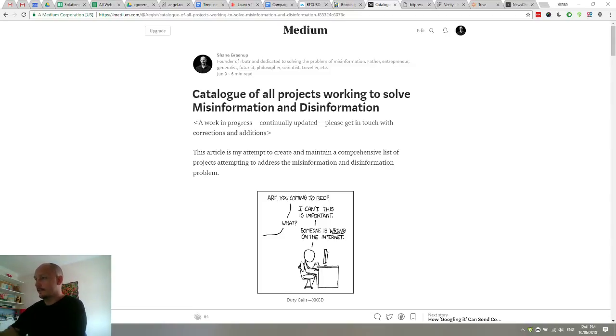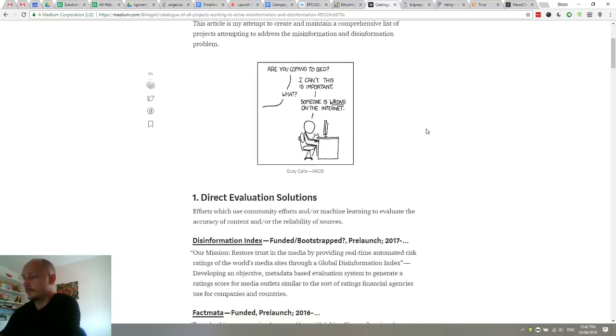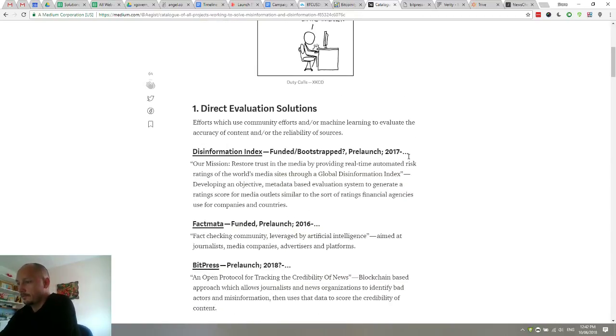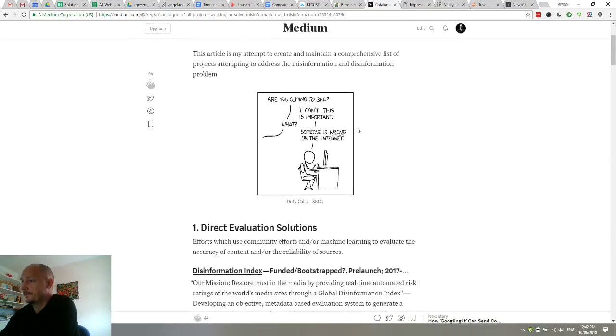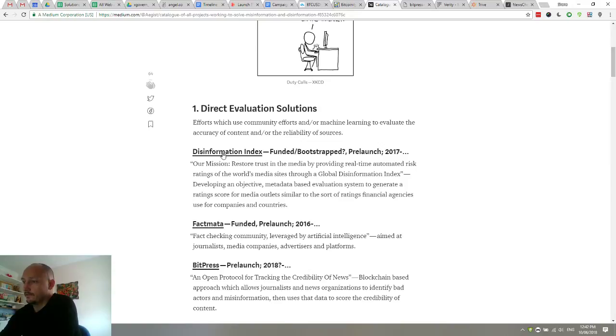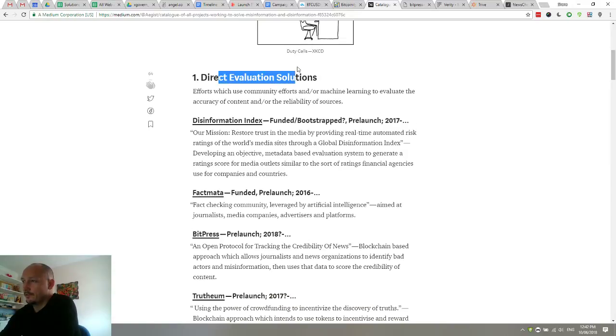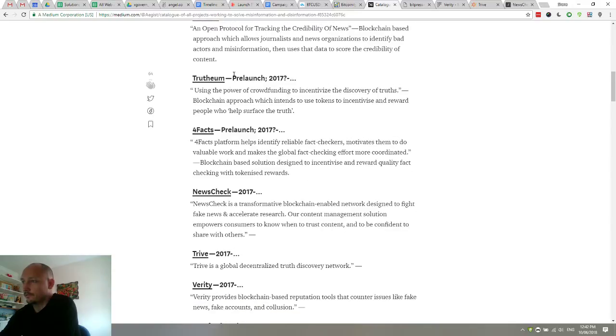Yesterday I actually managed to complete this article and publish it. And complete as in it is a constant work in progress, so it's never complete. But I managed to do an okay job of pulling together a basic format for the list. And it is, in case you've missed the title, a catalogue of all the projects working to solve misinformation and disinformation. So I've broken up directive evaluative solutions: Disinformation, Fact Minder, Big Press, Truthium.